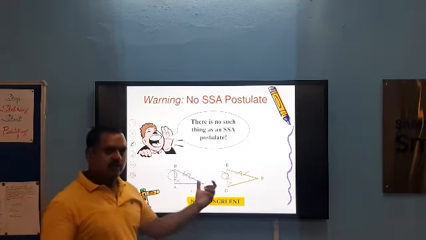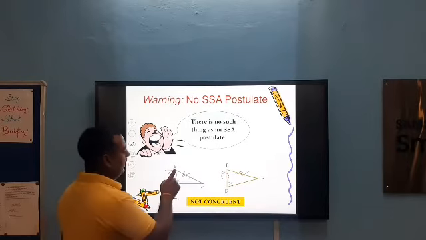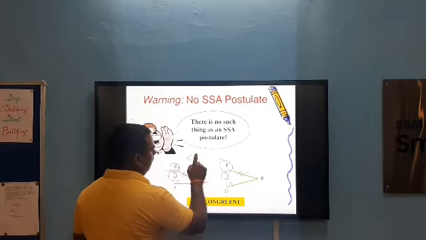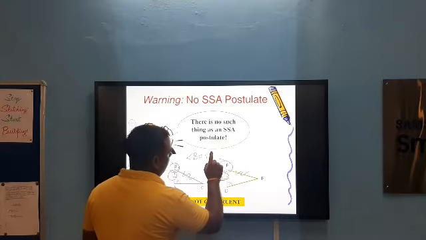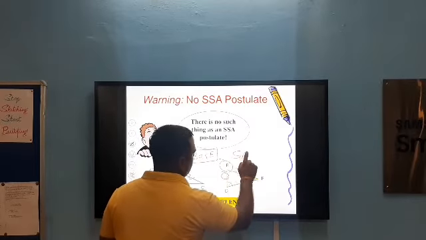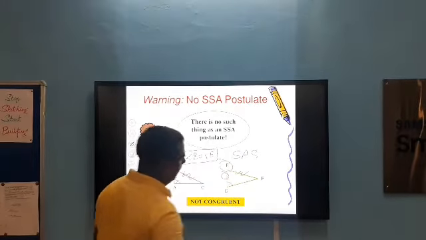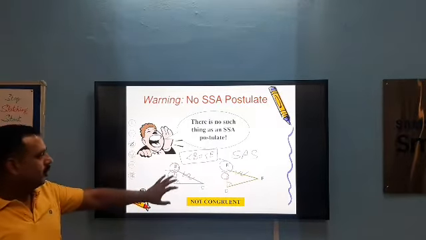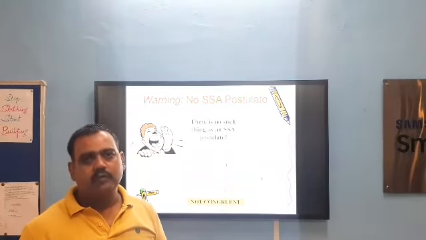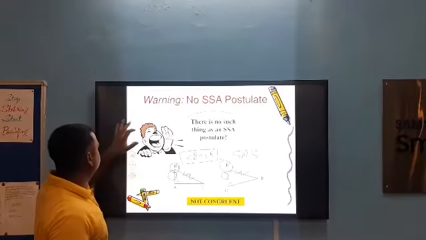To prove these two triangles congruent, we must know that angle B is equal to angle E. If we know angle B is equal to angle E, then by using SAS, side, angle, side, we can prove these two triangles congruent. Otherwise, we cannot prove these two triangles congruent.